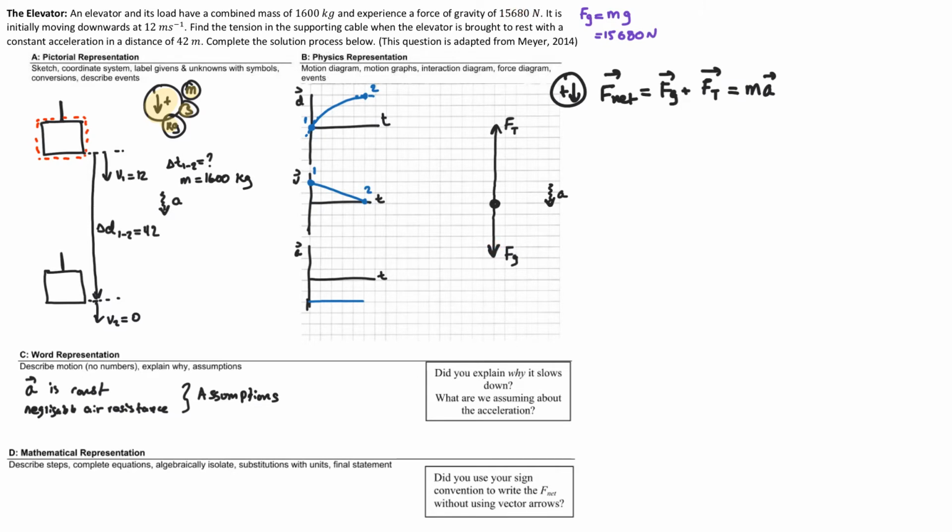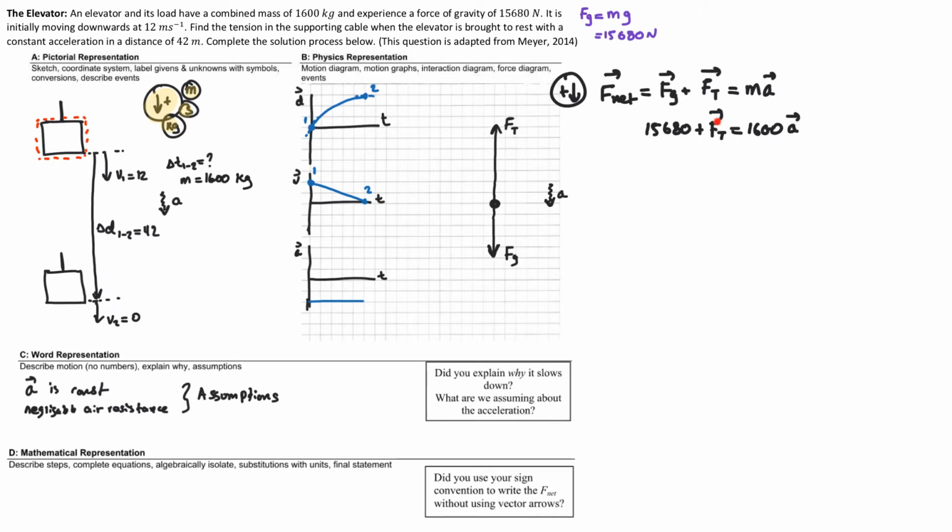And we know that Fg is 15680 plus the force of tension. I don't know what that value is, so I'm just going to leave it as this. It's equal to the mass. I know the mass is 1600, and I don't know the acceleration.